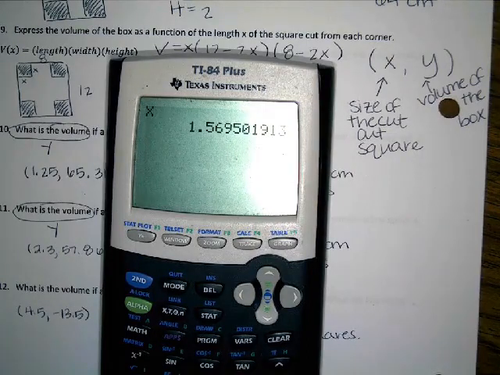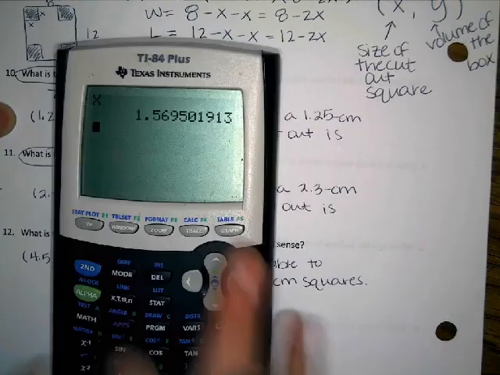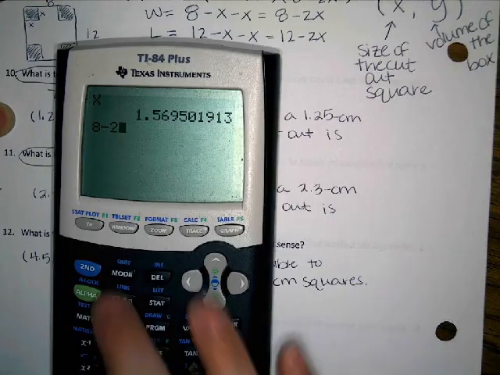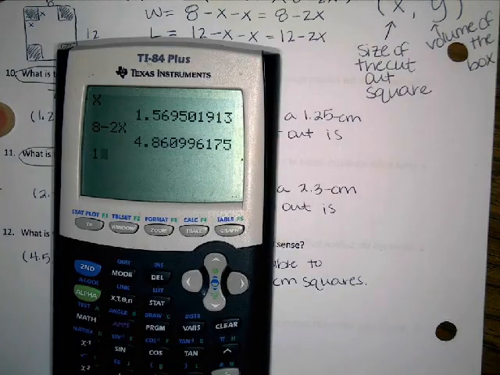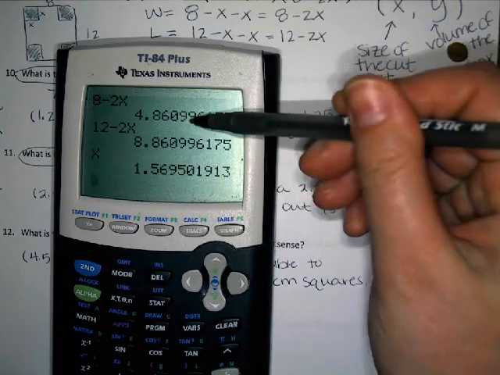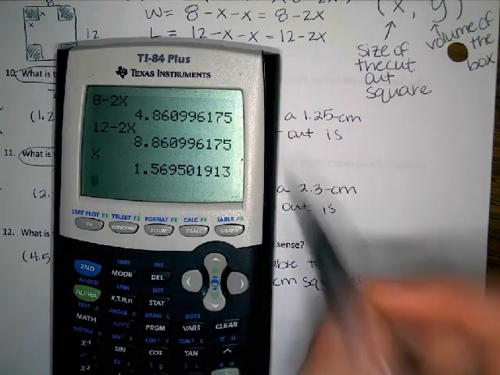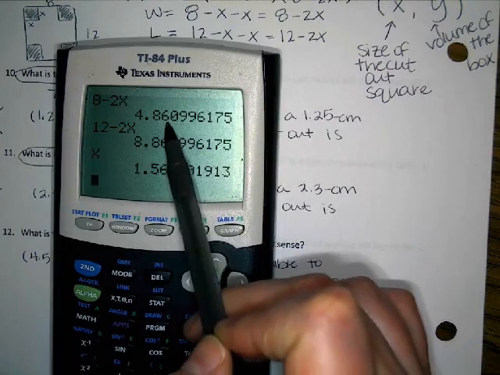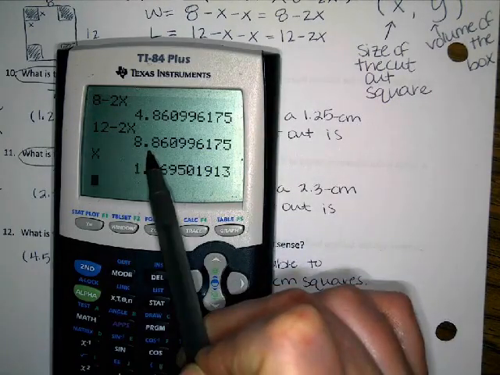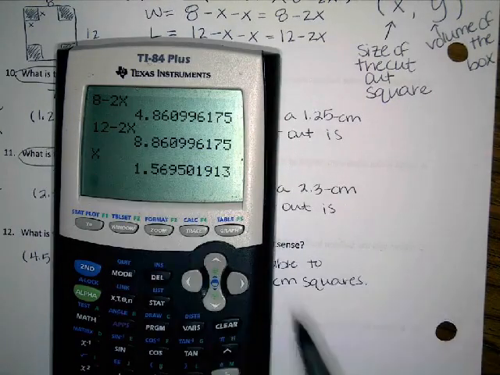So I'm going to say that my width is 8 minus 2x. There's my width. 12 minus 2x is my length. And then plain old x is my height. And here are my 3 dimensions. All right, so go ahead and plug those in. So 8 minus 2x is my width, 12 minus 2x is my length, and x is my height. So I have my 3 dimensions written down, just x.